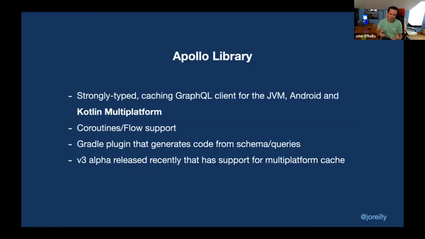If you've used GraphQL at all, you're probably familiar with Apollo. It's been around for a while. There's an iOS library. There was traditionally an Android library, and as is often the case with Kotlin Multiplatform, the Android library evolved into a Kotlin Multiplatform library. It's described as a strongly typed caching GraphQL client for the JVM, Android, and Kotlin Multiplatform.